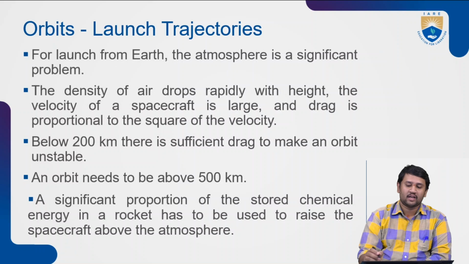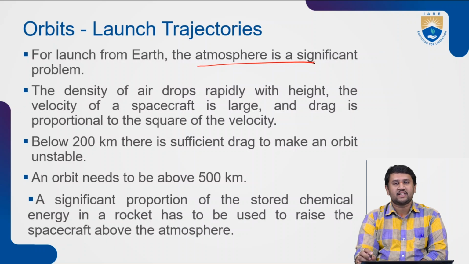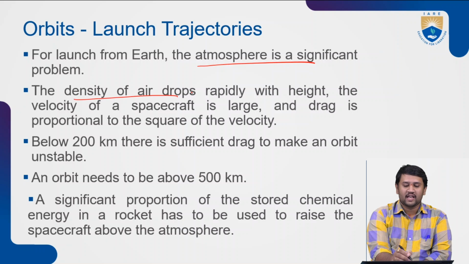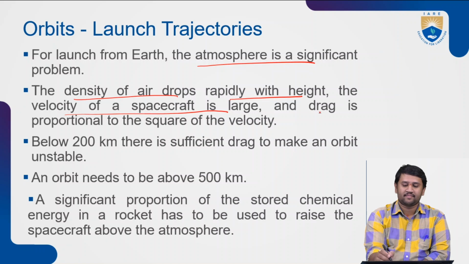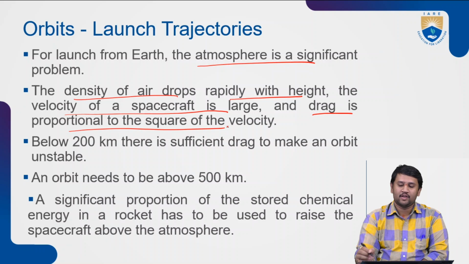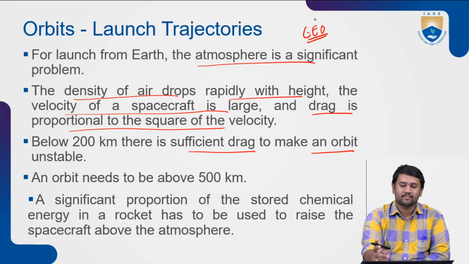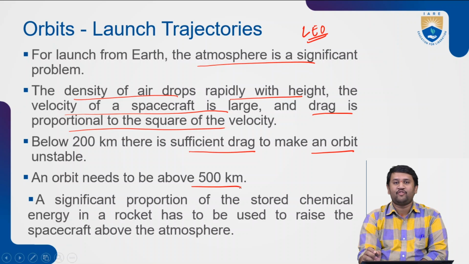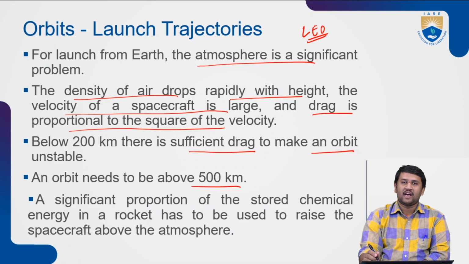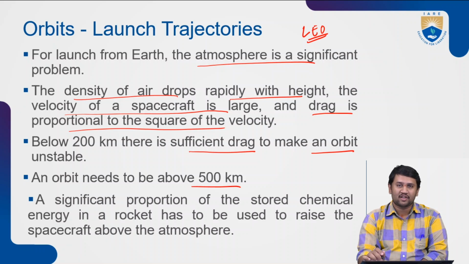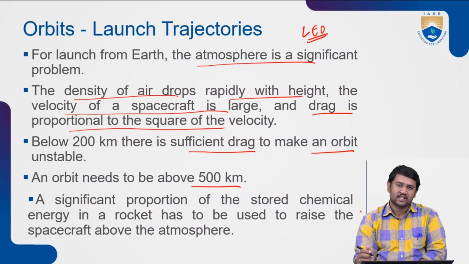For that reason, atmospheric interference is a significant problem, where the density of air drops rapidly with height, and the velocity of the spacecraft is also large, and the drag is proportional to the square of the velocity. Below 200 kilometers there is sufficient drag to prevent an orbit. So for any preliminary orbit under low Earth conditions, what we need is basically an orbit above 500 kilometers, because anything below that has atmosphere that will cause significant aerodynamic drag on your payload or satellite, which decays the orbit. The orbital decay we will be studying further.